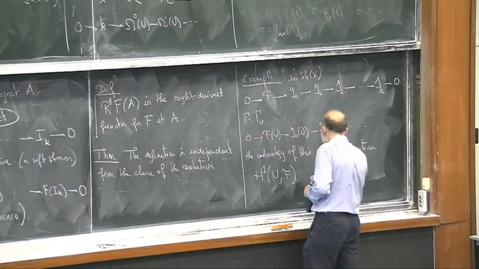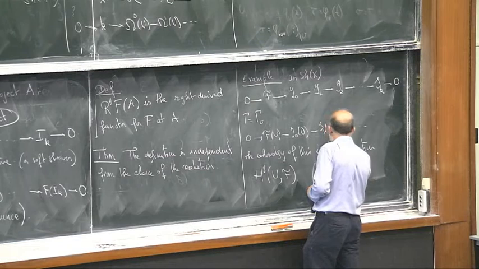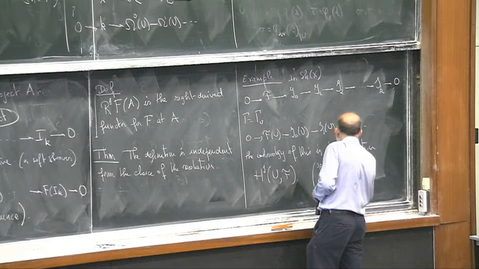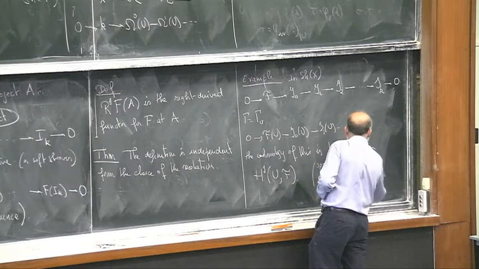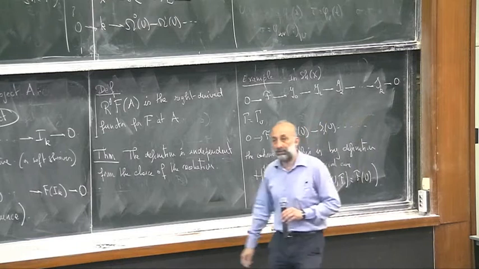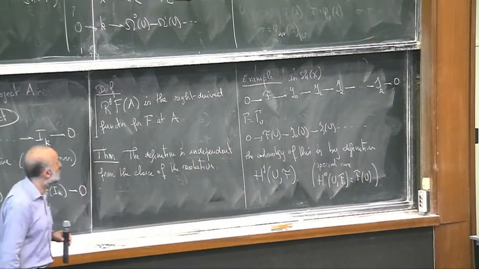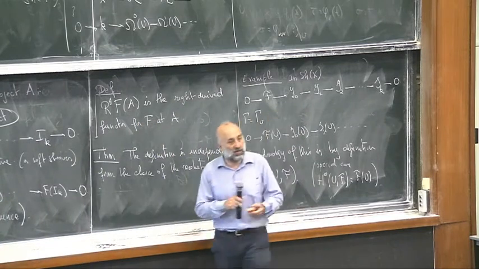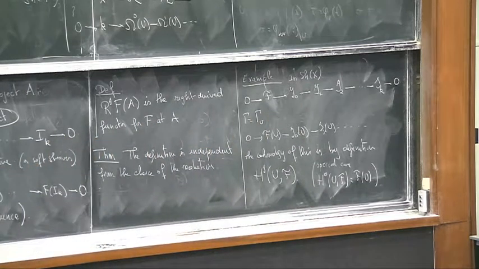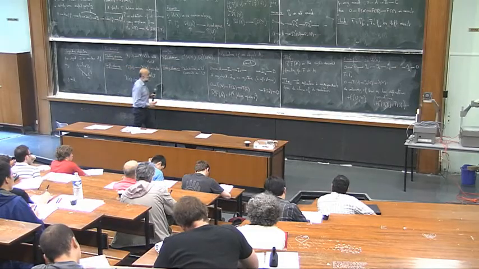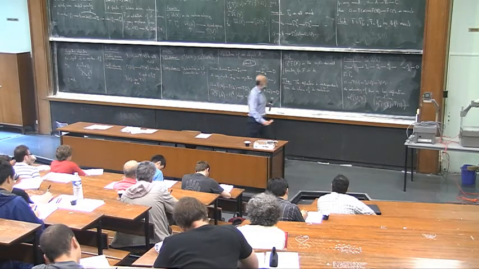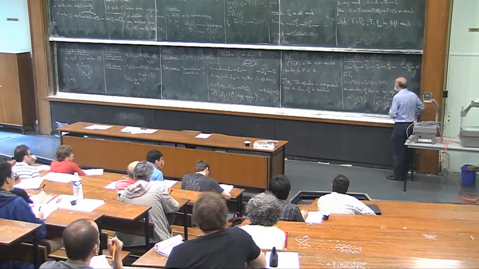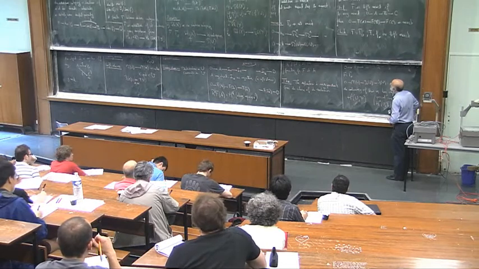So in particular, special case, of course, H0 of U with coefficients in F is just F of U, the set of sections over U. That's one way to define the cohomology of sheaves. So that's an important thing because, as you can see, it's on the right lower corner of the blackboard.